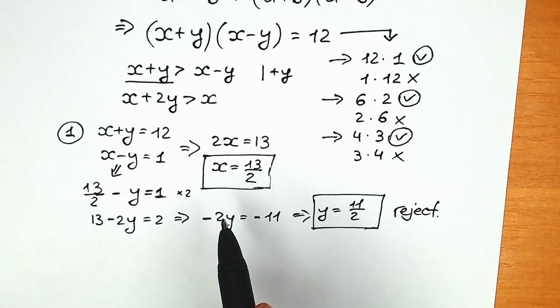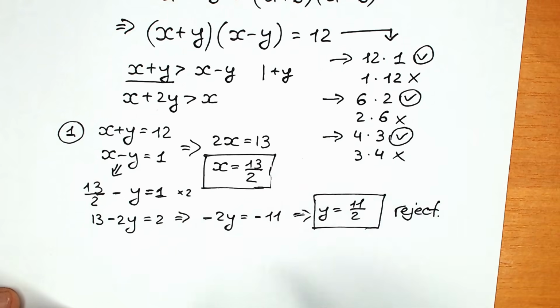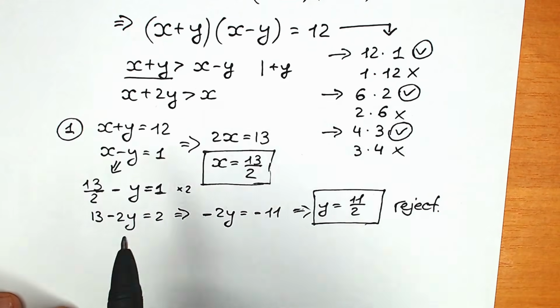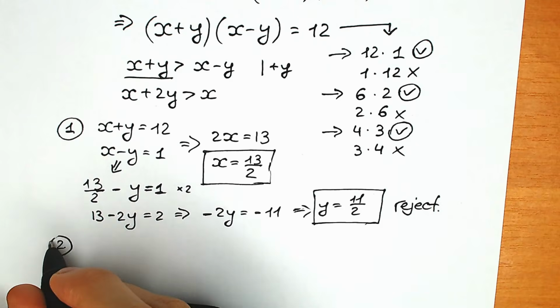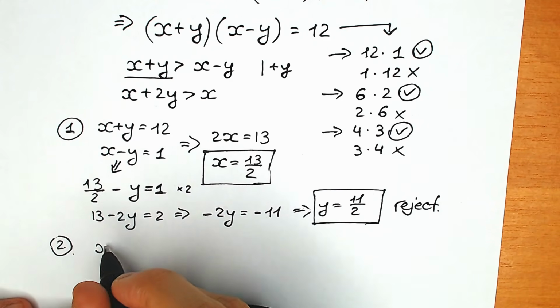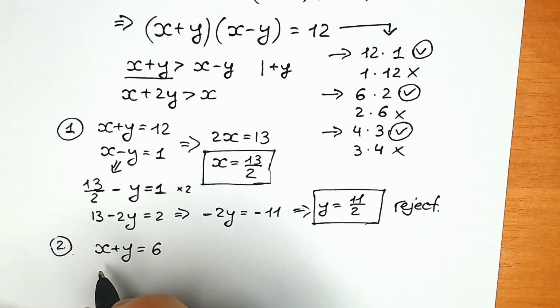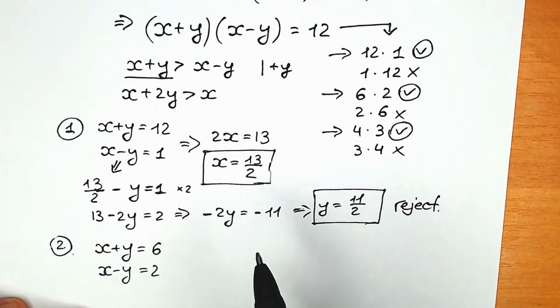But in our case, we solve only for integers, so we reject this part. Okay, so we reject it. Let's go to the next one, 6 and 2. Let's do this. So as a result, x plus y equal to 6, and x minus y equal to 2. The same thing, let's add both equations.